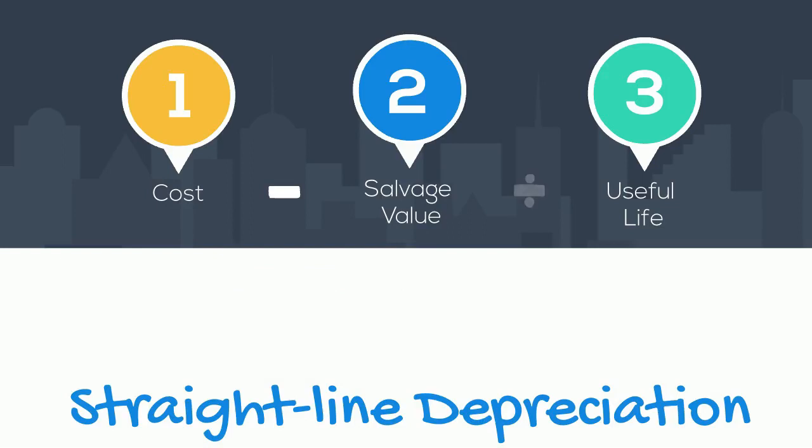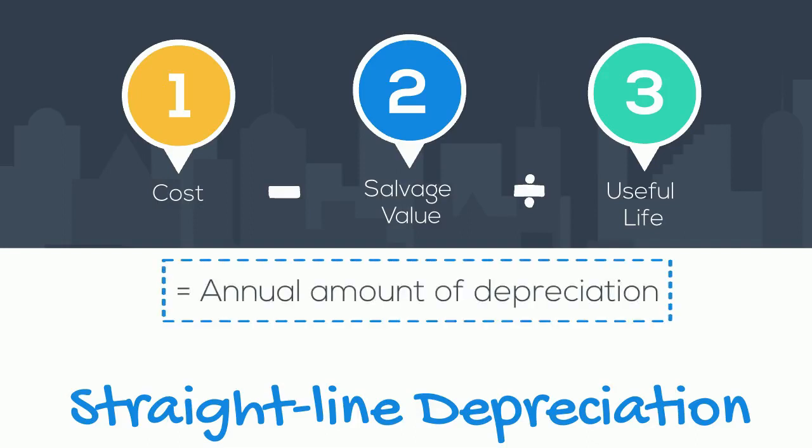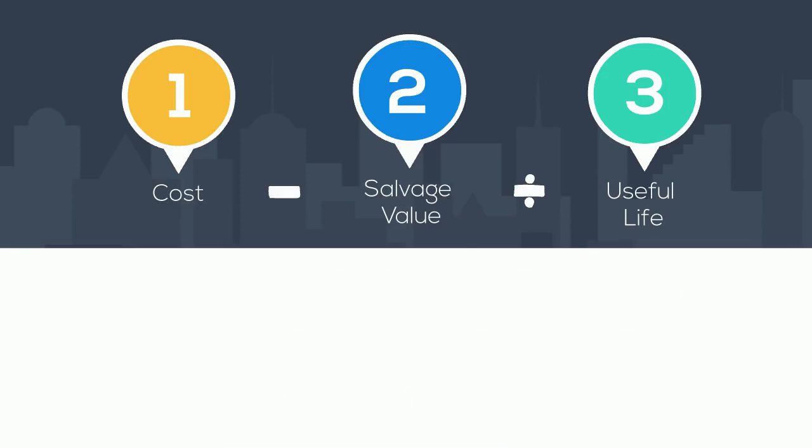Next, we divide the depreciable cost by the asset's useful life. The amount that is calculated is the depreciation expense for 1 year. Let's walk through a calculation with some actual numbers.